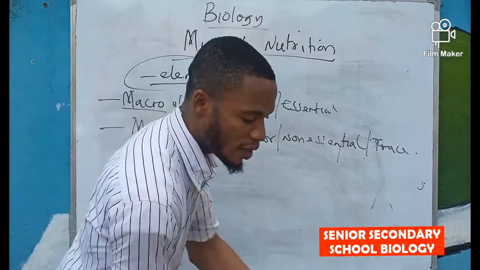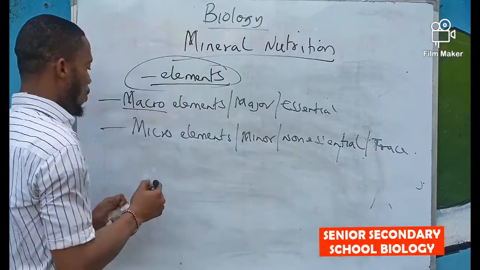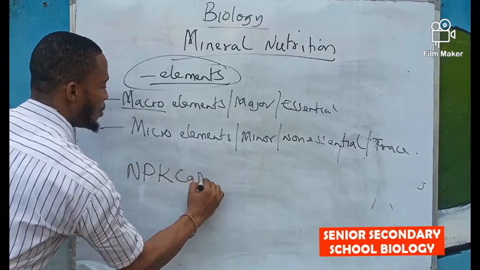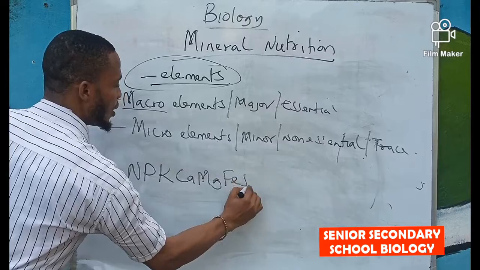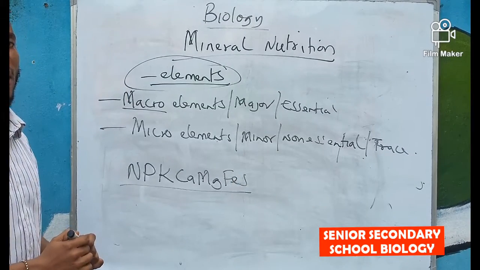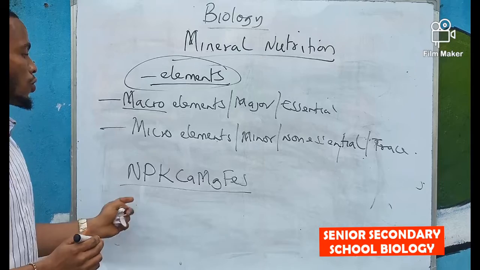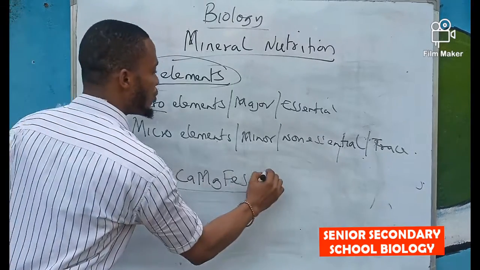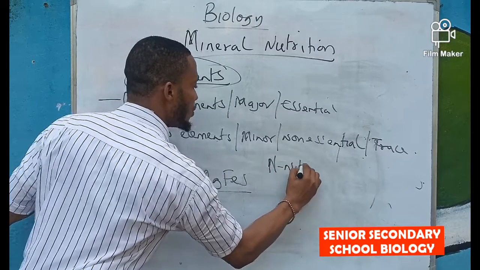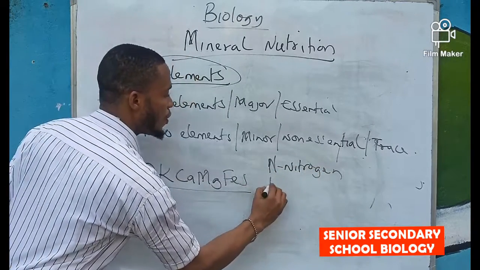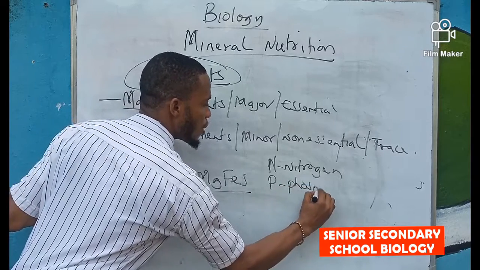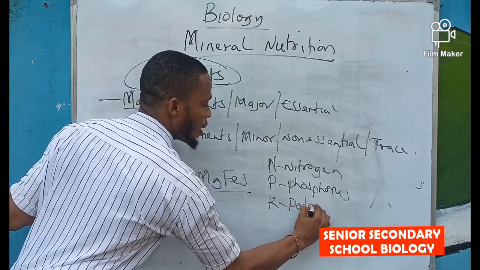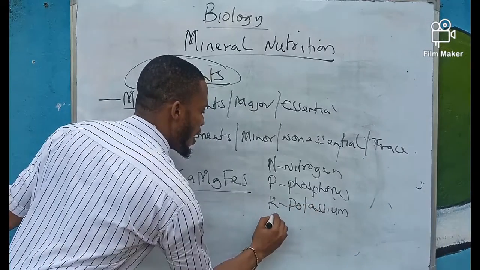Now, I used to give my students an acronym to help them remember it. We have NPK, Ca, Mg, Fe, S. Usually in your exams, they might ask you which of these is not a major or macro element. Once you know the macro elements, you can just do the elimination process and get your answer. So N is for nitrogen, the P is for phosphorus, the K is for potassium, the Ca is for calcium.